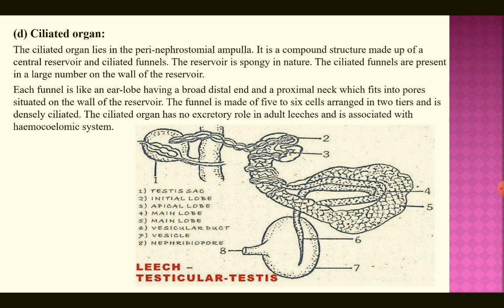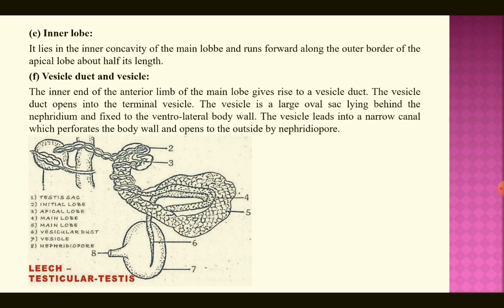Each funnel is like an earlobe having a broad distal end and a proximal neck which fits into pores situated on the wall of the reservoir. The funnel is made up of 5 to 6 cells arranged in 2 tiers and is densely ciliated, and the ciliated organ has no excretory role in adult leeches and is associated with the hemocoelomic system. The inner lobe lies in the inner concavity of the main lobe and runs forward along the outer border of the apical lobe about half its length.